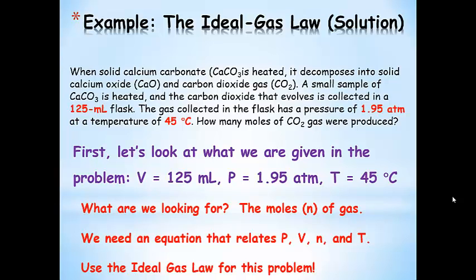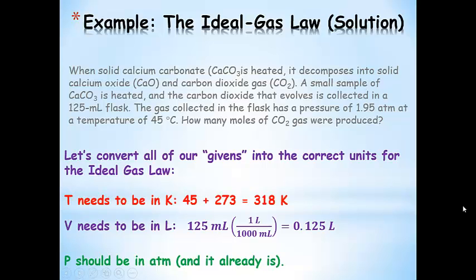Let's go ahead and look at what we're given in the problem. The volume is 125 milliliters, pressure 1.95 atmospheres, and temperature is 45 degrees C. Now what are we looking for? We're looking for moles of gas. And so we're going to use the ideal gas law for this problem because we have pressure, volume, and temperature.